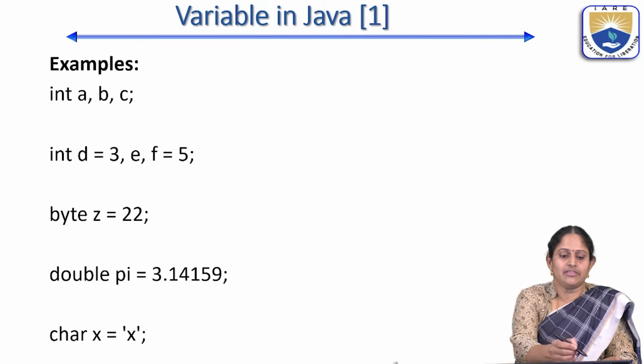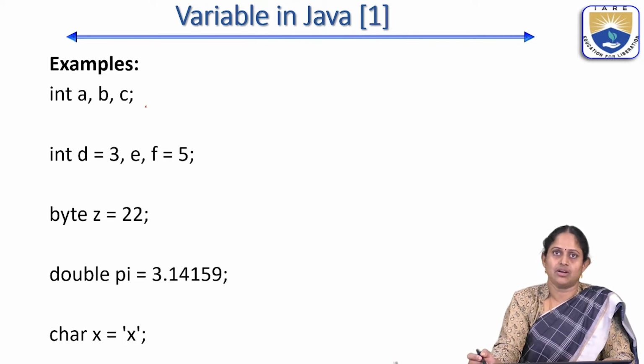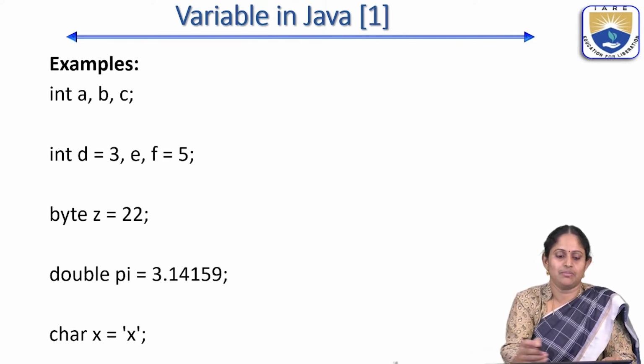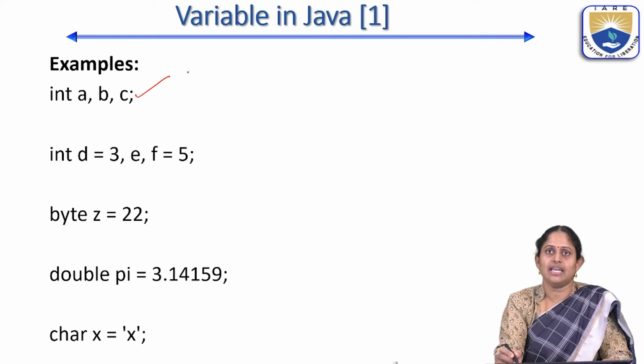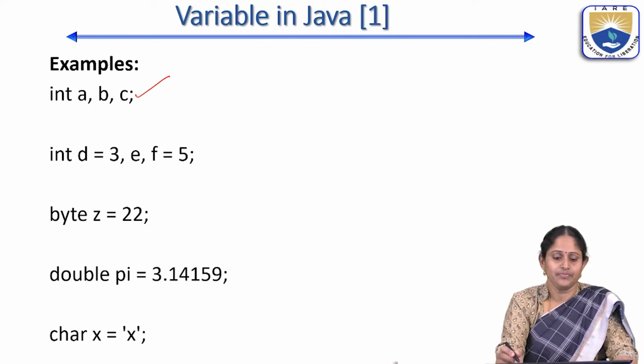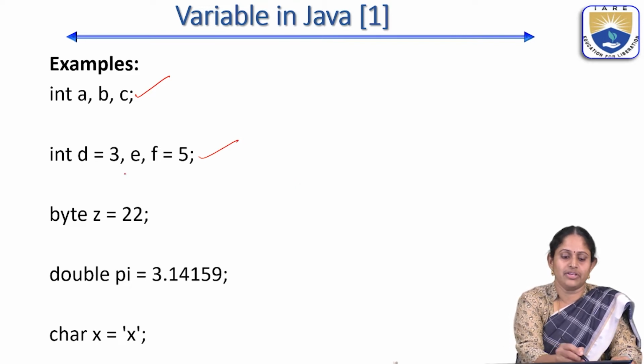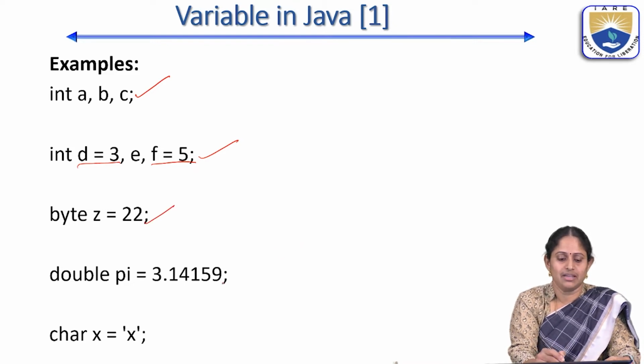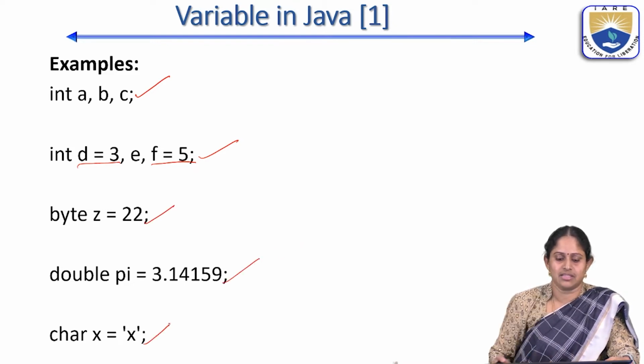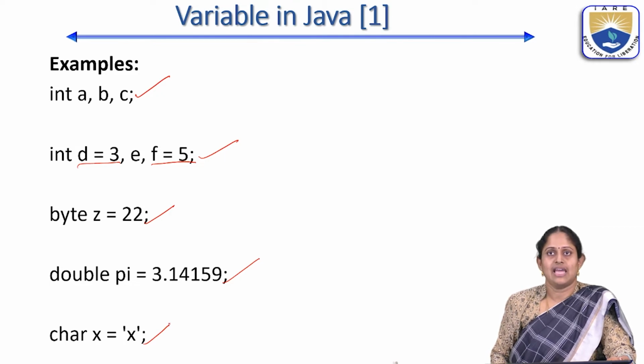So these are various examples of declaring variables. Here we are declaring three integer variables A, B, C. Here again we are declaring three integer variables, of which we are initializing D and F. And here is the initialization of a byte variable, a double variable, and a character variable initialized to character X.